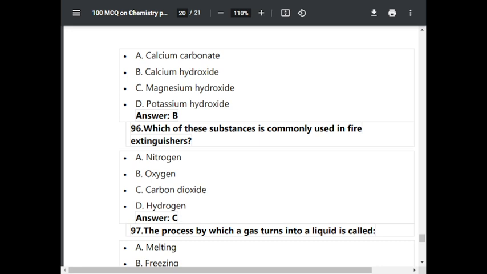Question number 96. Which of these substances is commonly used in fire extinguishers? Option A nitrogen, option B oxygen, option C carbon dioxide, option D hydrogen. The correct answer is C carbon dioxide. Carbon dioxide is used in fire extinguishers.